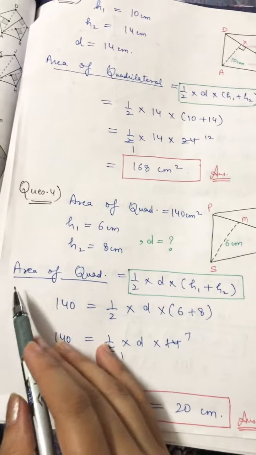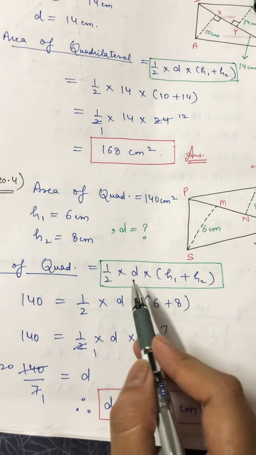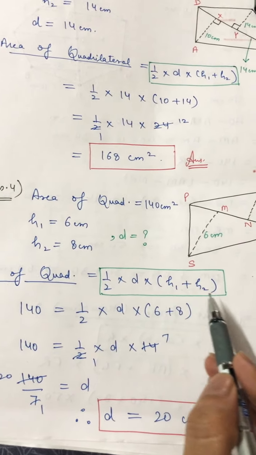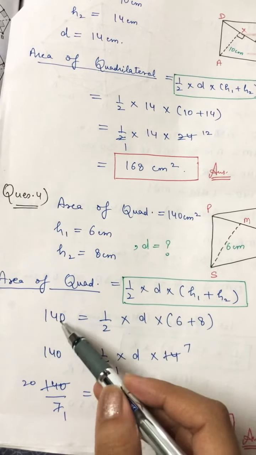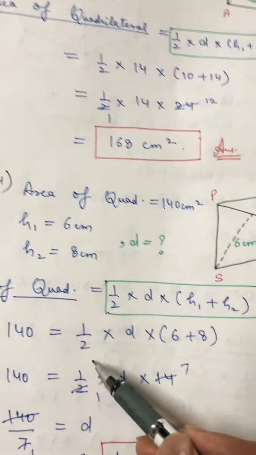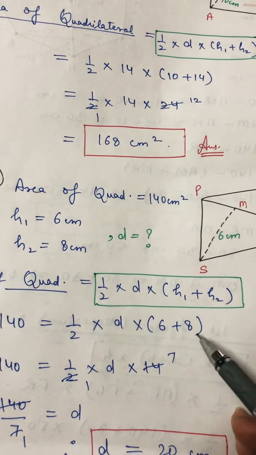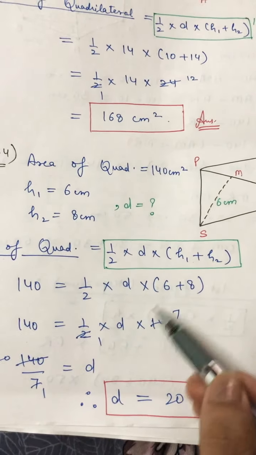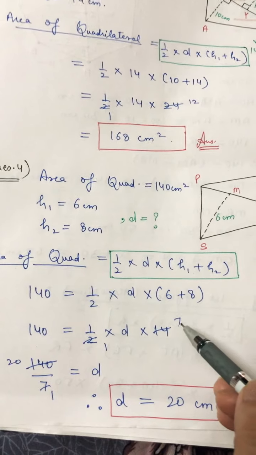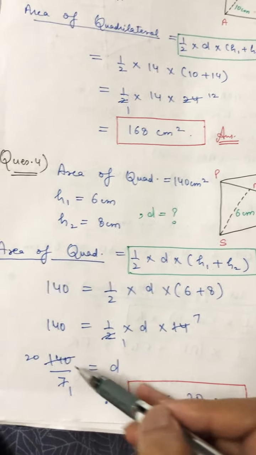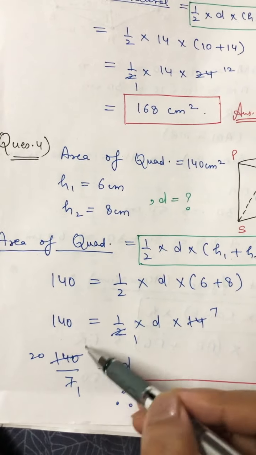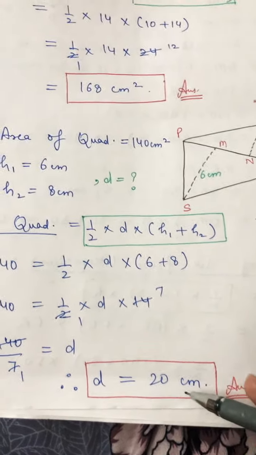So write down the area of quadrilateral, half multiplied by D into H1 plus H2. Now put the values one by one. Area is equal to 1 by 2 into D into 6 plus 8. Both are the heights. Now add these two and cancel it. Shift 7 to the left hand side, it will come in the denominator. Now cancel it, so D is coming 20 centimeter.